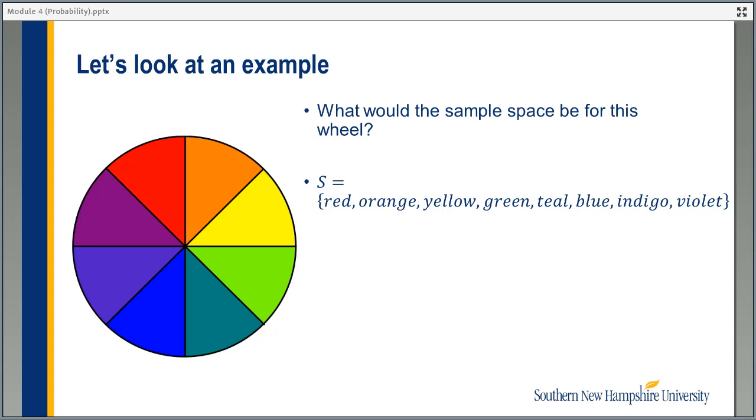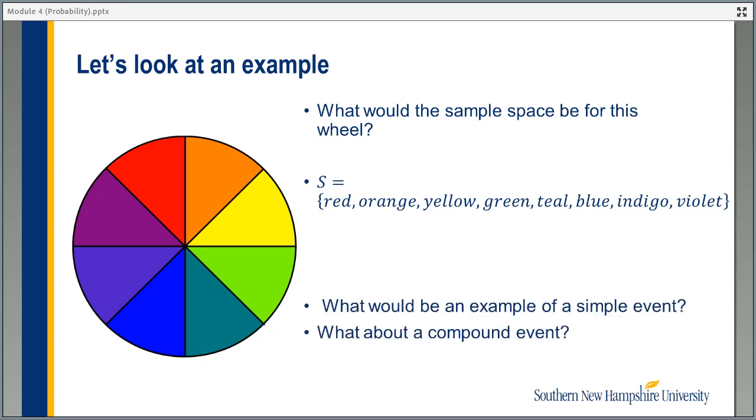So now we might wonder, what's an example of a simple event, or what's an example of a compound event? One answer for a simple event might be red. See if you can come up with the others. For a compound event, we may have any collection of simple events. So I have green, teal, blue, indigo, and violet.